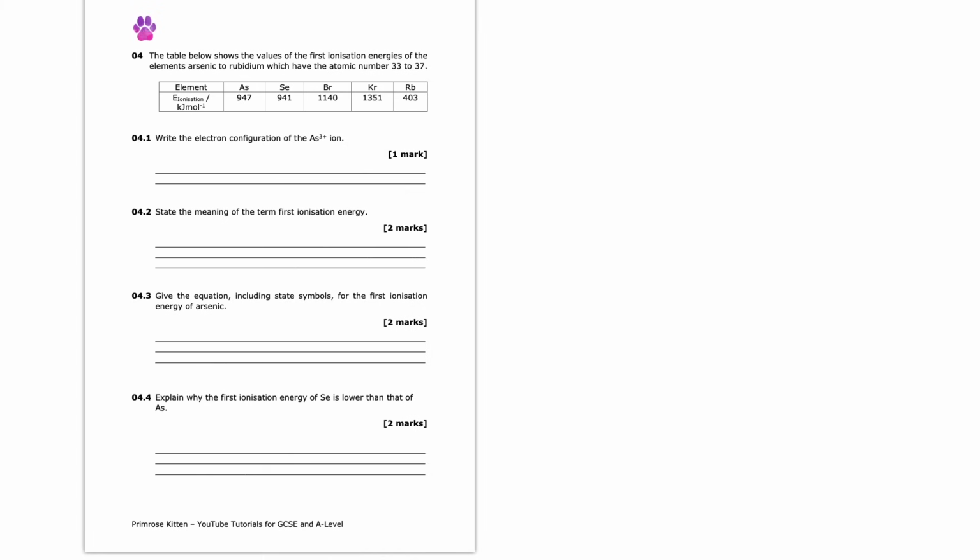Okay, so now we have another electronic configuration question here. And here we're asked to write the electron configuration of the As3+ ion. So the way that I would do this is I would have a little look at the periodic table, and I would start just by writing down the electron configuration for arsenic. And I can see that that is going to be 1s2, 2s2, 2p6, 3s2, 3p6, 4s2, 3d10, and then 4p3.